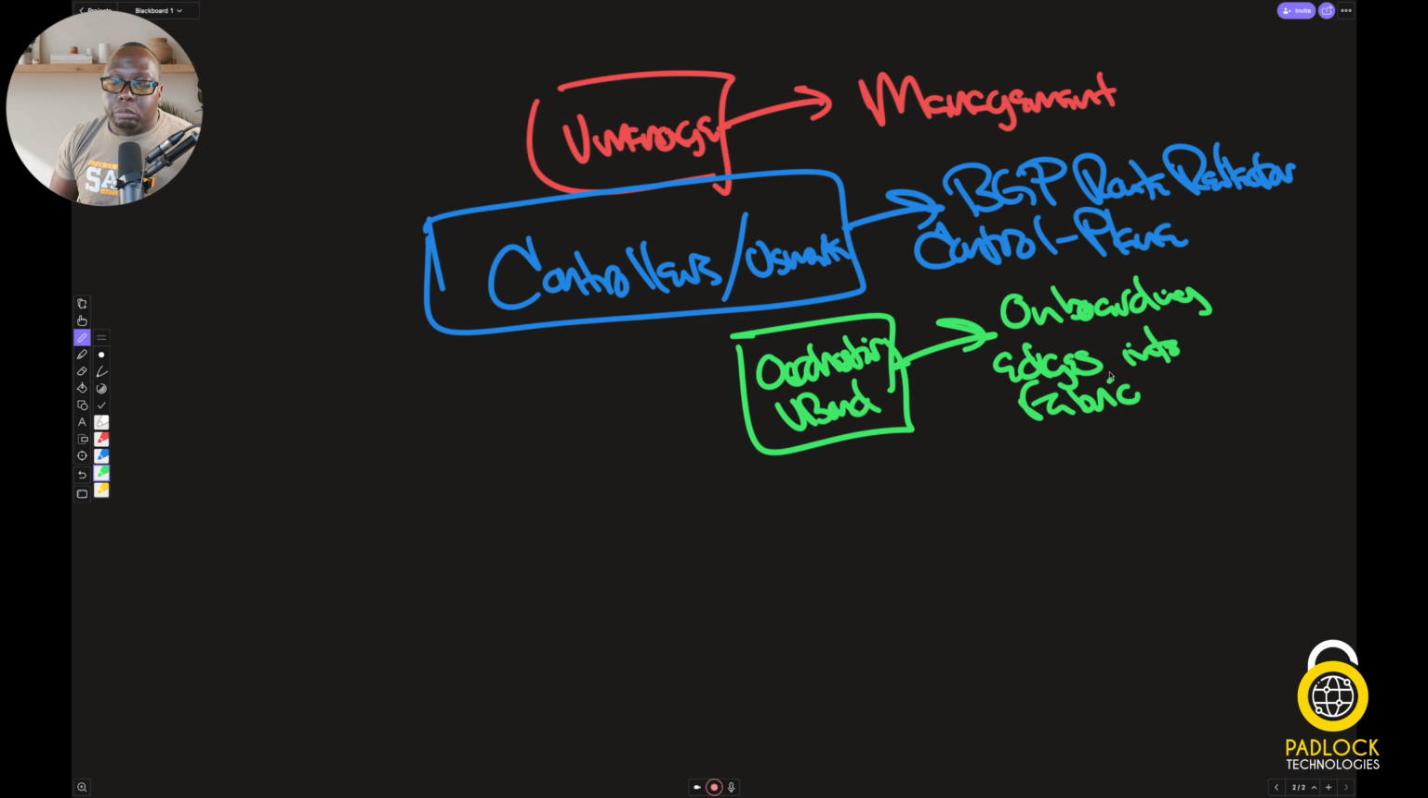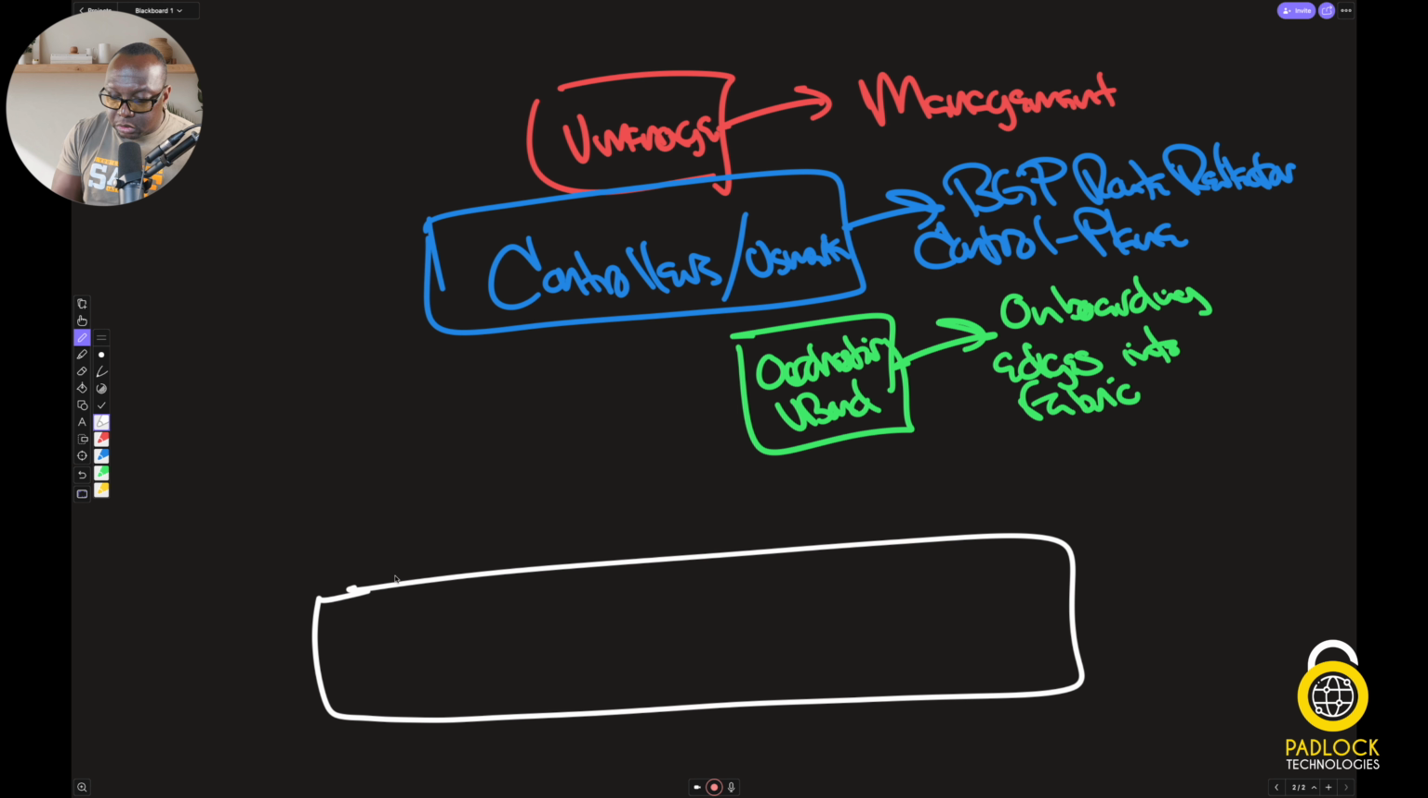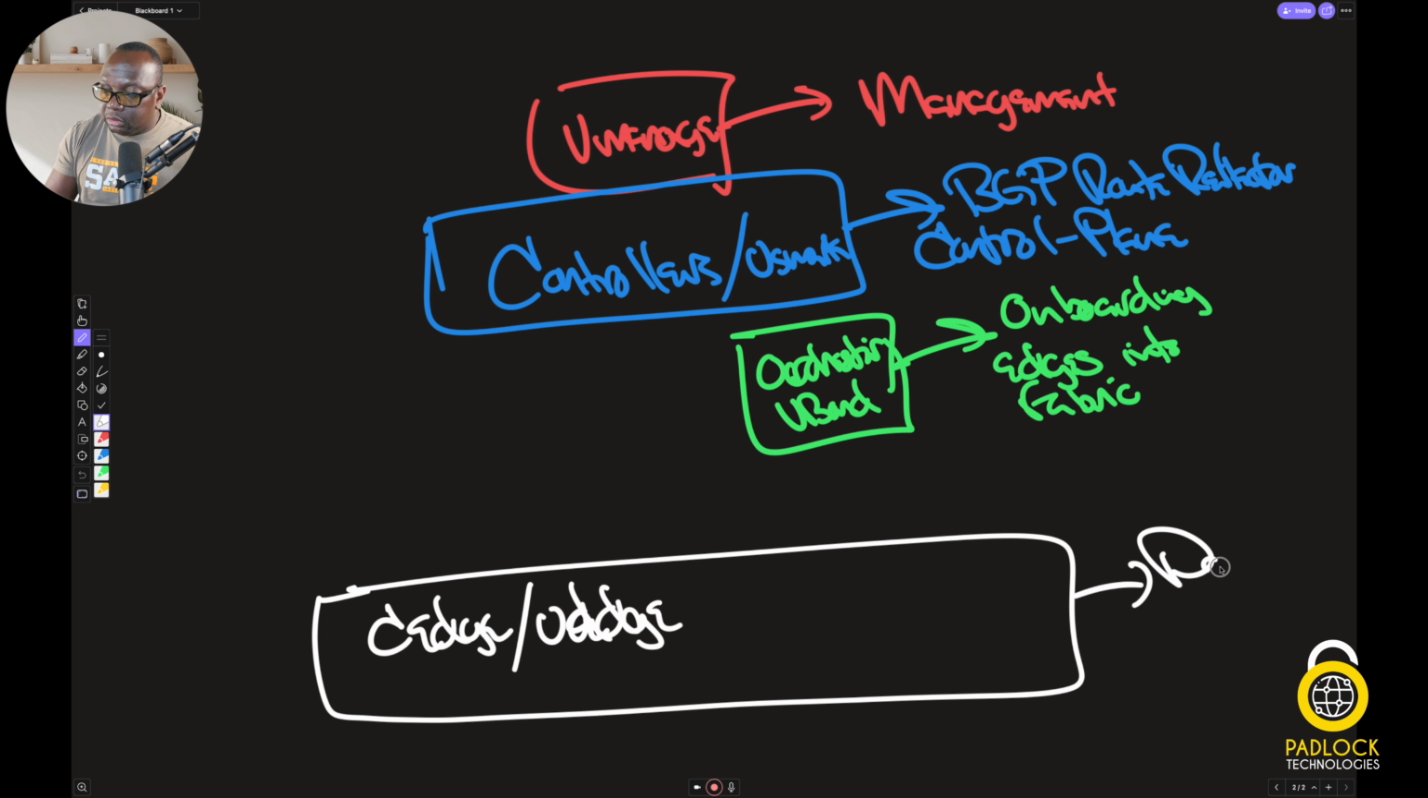All right, this onboards stuff into the fabric. So what does that mean? We'll get to it when we start talking about the last and final component, which is cEdge, vEdge, and this is the data plane of the entire architecture. So this is where the rubber meets the road. Packets go through the data plane.